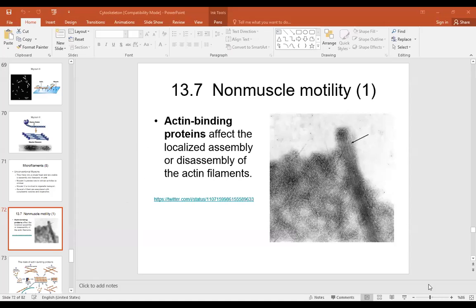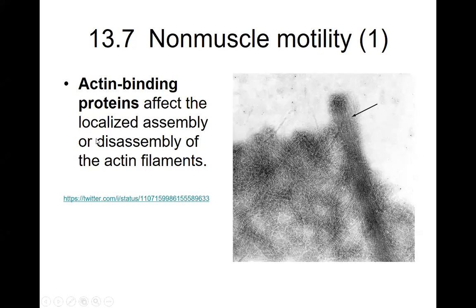So in non-muscle motility, we are talking about actin-binding proteins, which affect the localized assembly or disassembly of the actin filaments. In the video that we saw, you did see one example of a severing protein, which goes and cuts the actin. We will talk about several of these actin-binding proteins now.